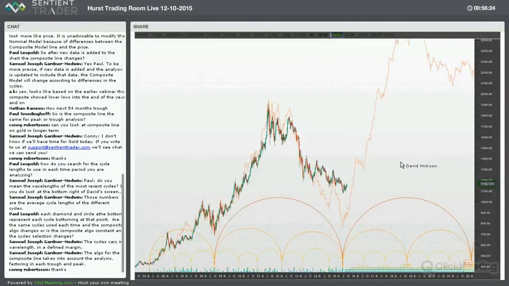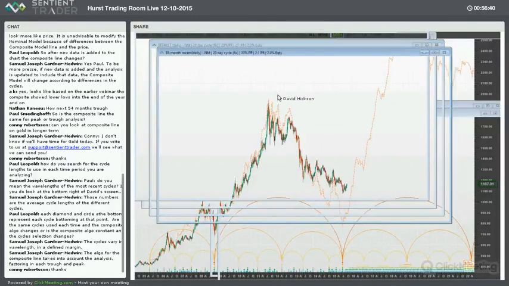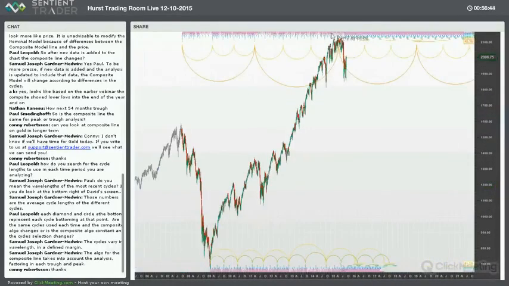Okay. All right, so let's speak about how you search for the cycle lengths for use in each time period. That gets to the heart of performing a Hurst cycles analysis, and I will also be able to answer another question that we have had, which has to do with using the initial cyclic model as opposed to the nominal model. Let me just speak a little bit about all of this and show you.